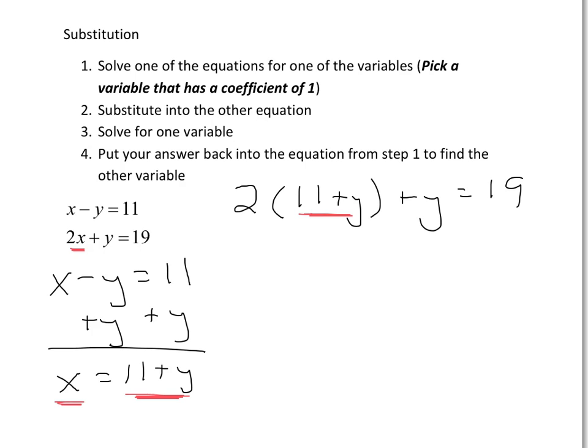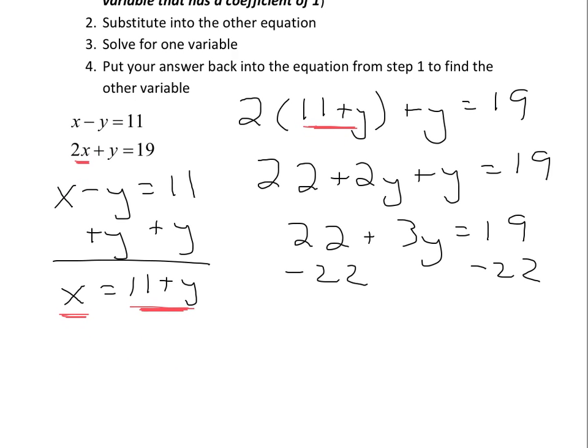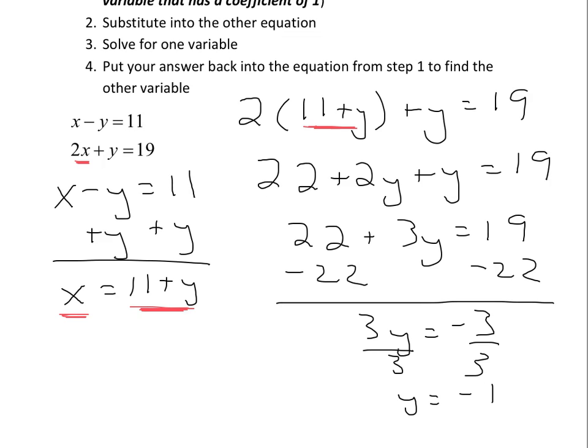Now I'm going to do step 3, which is solve for one variable. So I'll go ahead and solve this equation for y. That gives me 22 plus 2y plus y equals 19. Combine like terms, 22 plus 3y equals 19. Subtract 22 from each side. So I get 3y equals negative 3. Divide by 3, divide by 3. Y equals negative 1.